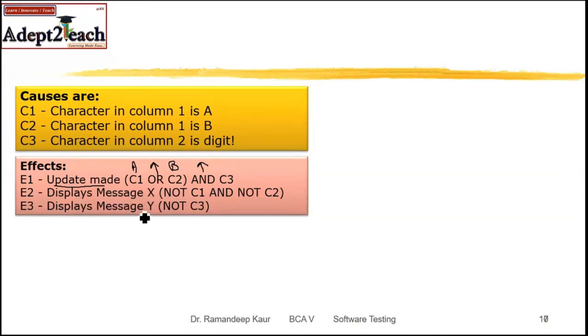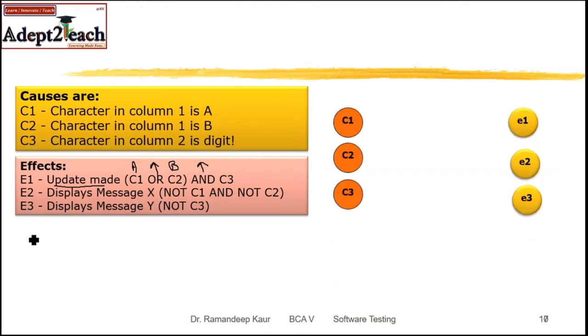Now when will message Y be displayed? When there is no digit in column 2. So C3 should be false. When C3 is false, then we will get the E3 message. Now, after making these causes and effects, I have simultaneously numbered them: C1, C2, C3, E1, E2, E3. I have numbered them down.